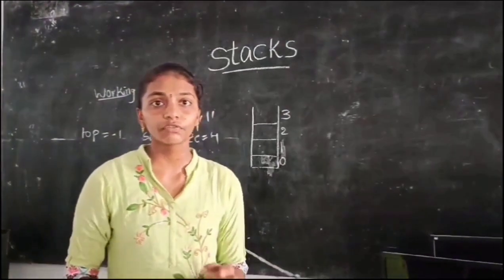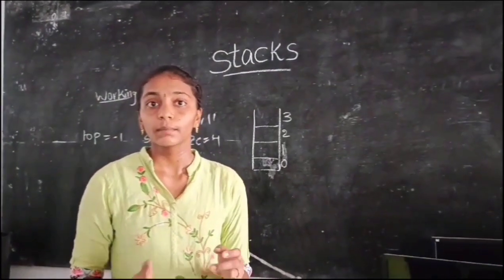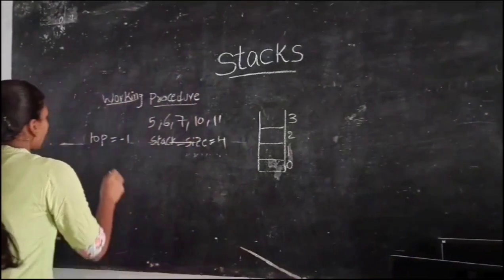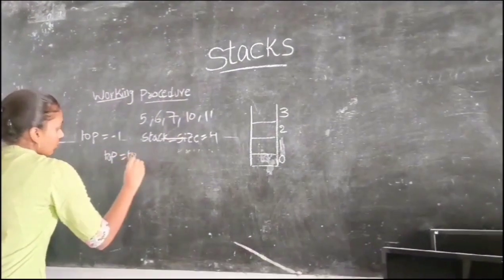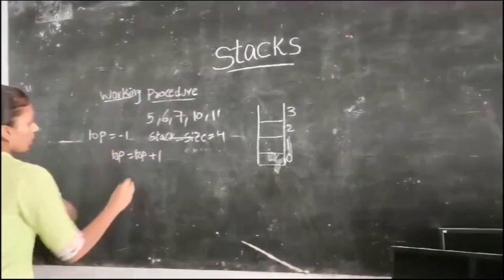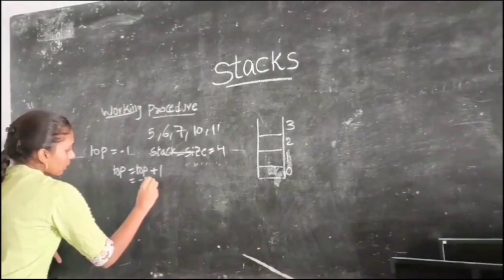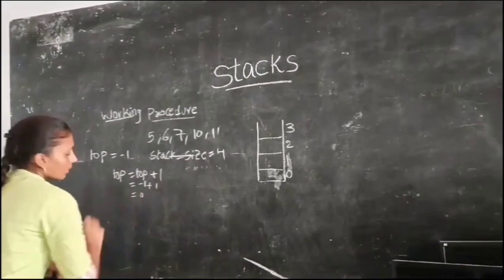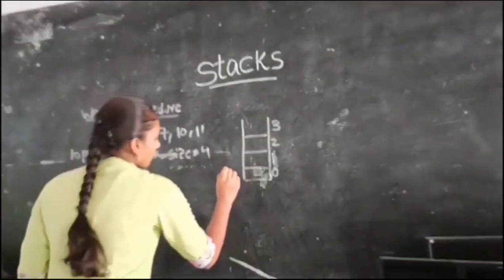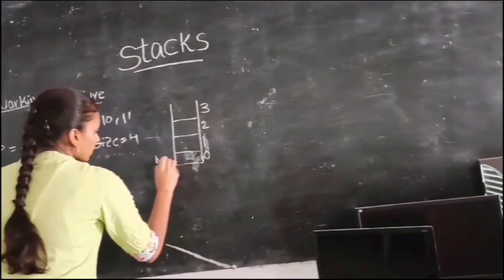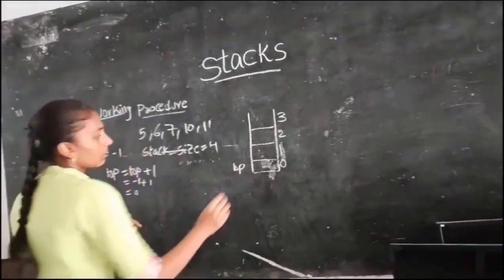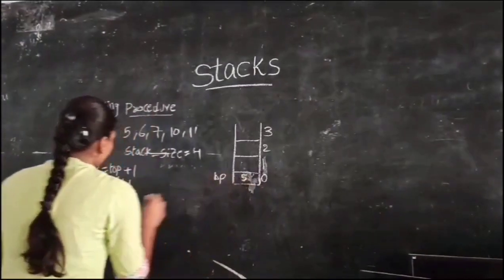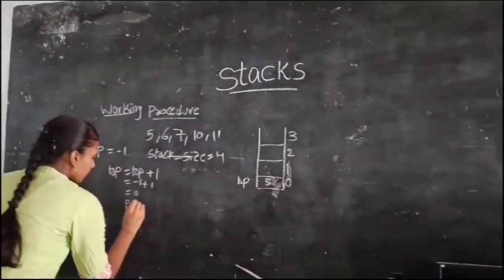To perform the push operation, we first need to increment the top value by 1. So top equals top + 1. Initially top value is -1 + 1, that equals 0. Now top becomes 0. Here at top equals 0, I am placing element number 1. That means push of 1.